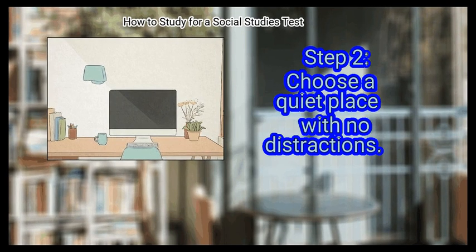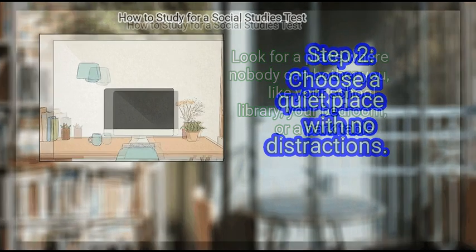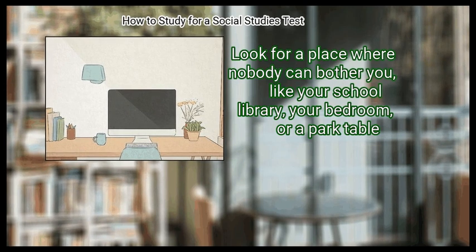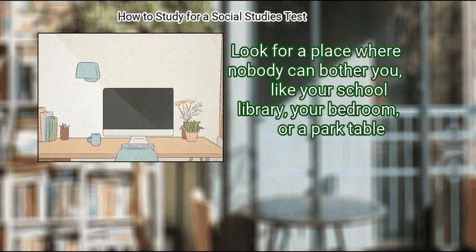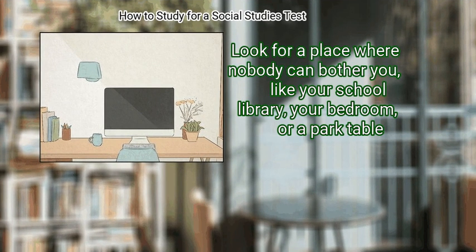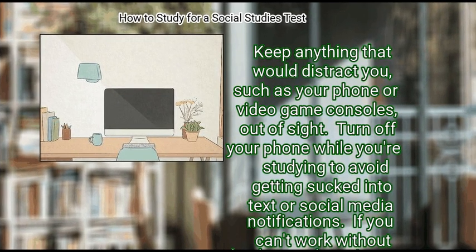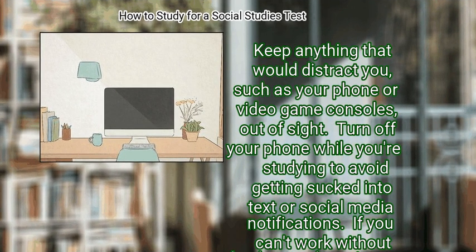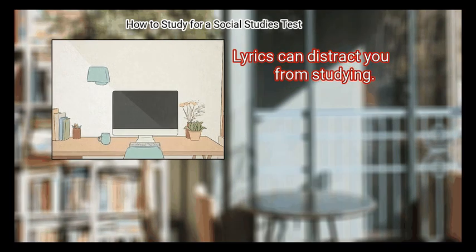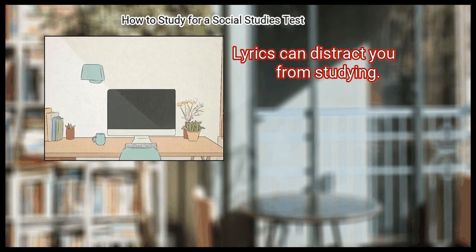Step 2. Choose a quiet place with no distractions. Look for a place where nobody can bother you, like your school library, your bedroom, or a park table. Keep anything that would distract you, such as your phone or video game consoles, out of sight. Turn off your phone while you're studying to avoid getting sucked into text or social media notifications. If you can't work without background music, put on some instrumental music. Lyrics can distract you from studying.